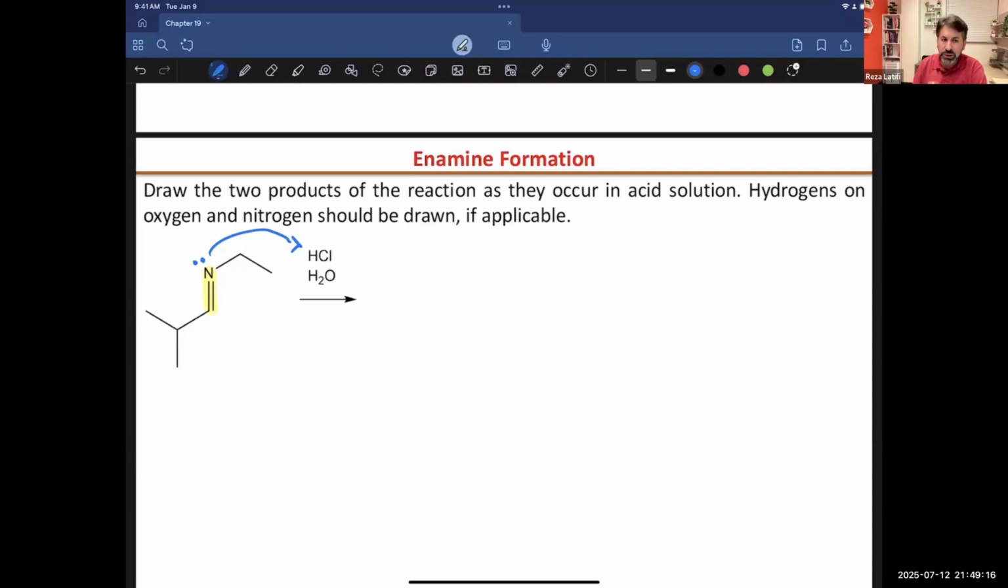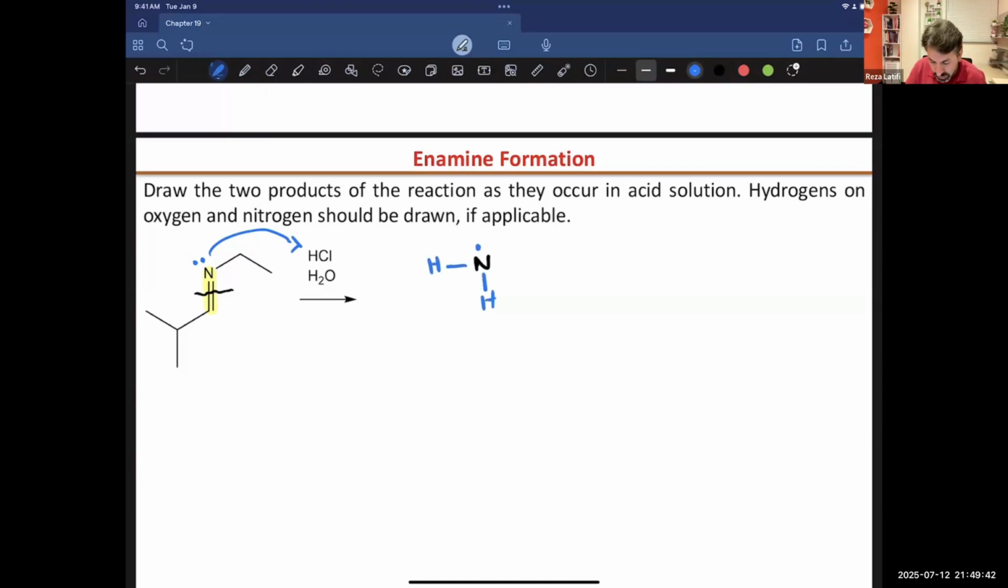Now, what you need to do is just simply break the double bond and ask yourself, how many bonds are attached to nitrogen? I have a sigma and a pi bond. So take nitrogen, and equal to the number of bonds that you see, add hydrogen atoms.